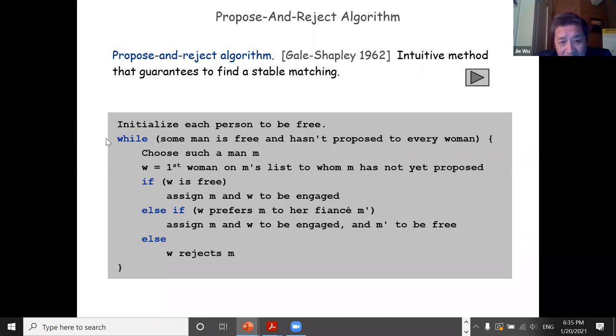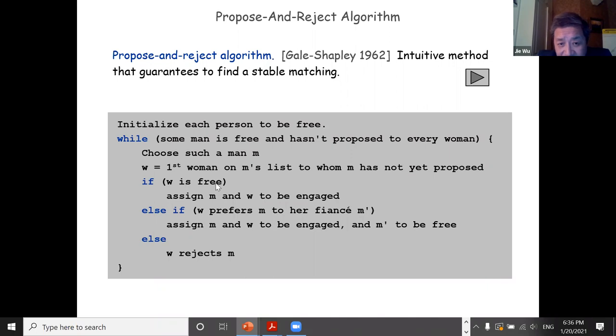This really means that the protocol is this one. This is called the men-initiated protocol. In reality, this means men initiate the dating. Men will go for the first one in their preference list, the first woman. If a man is free, meaning he has not found a date, and has not proposed to every woman, he should continue. So basically the man chooses the first woman on his list to whom he has not proposed. In the initial round, he proposes to the best one.